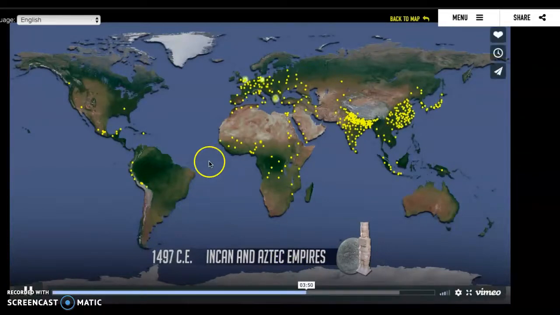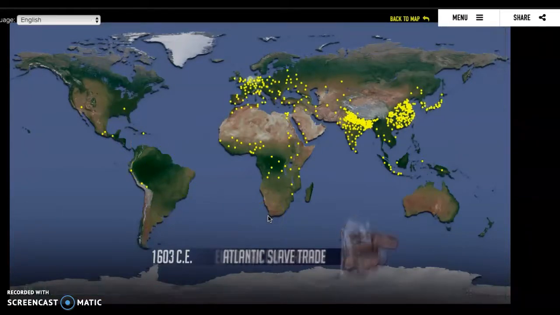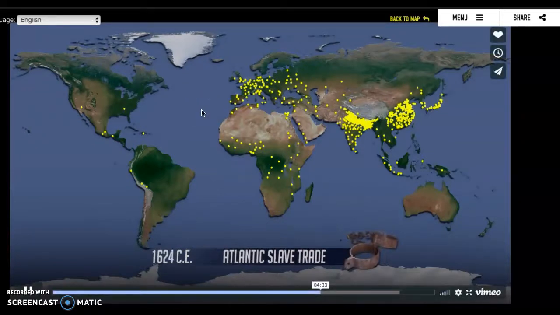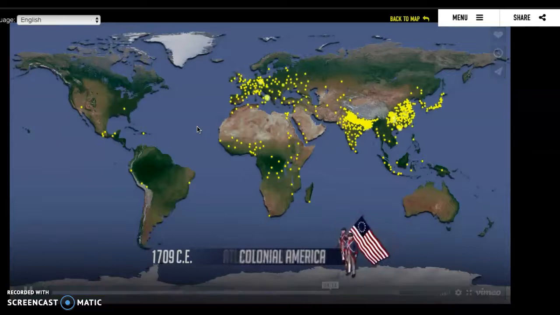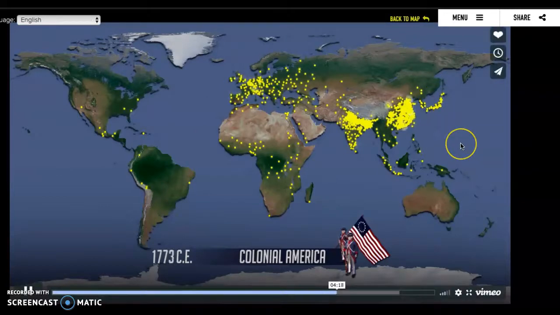We're at the height of the Incan and Aztec empires. We still only have about 2 million people in the U.S. at about 1,600 years in. Europe's starting to explore the world. We have the Atlantic slave trade going on between Africa and the Caribbean and Europe. Our population is starting to get bigger, but it's still pretty stable. Not a huge jump yet.